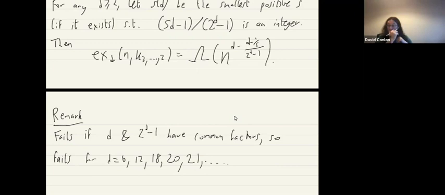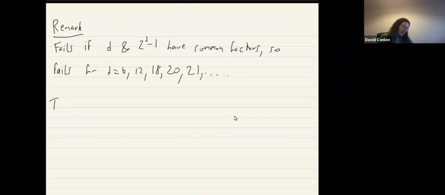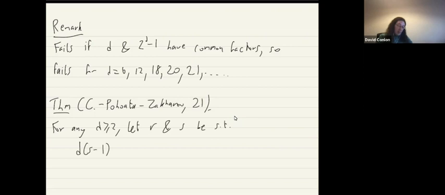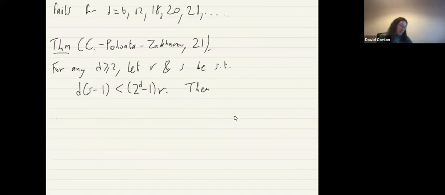So what our main result is, let me actually state the result before talking a little bit about the proofs. Our main result improves this. This is again with Cosmin Pohoata and Dmitriy Zakharov, and I think it should probably be published this year, is that for any d greater than or equal to 2, let r and s be such that d times (s minus 1) is less than 2 to the d minus 1 times r. Then in that particular case, the extremal number of, again, d, n, K2222 is omega of n to the d minus r over s.